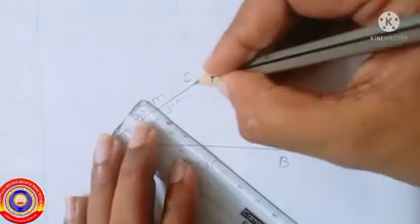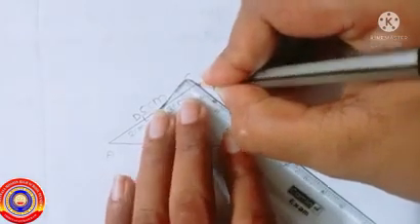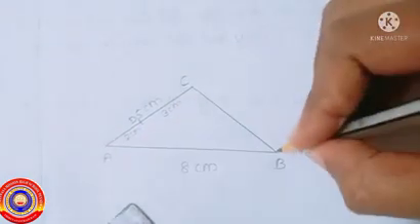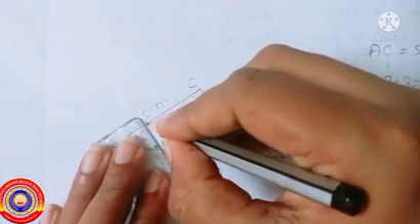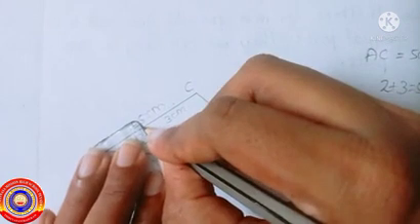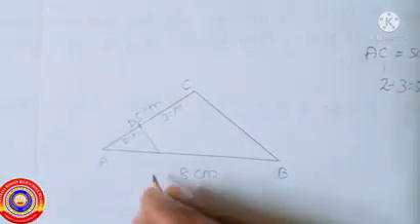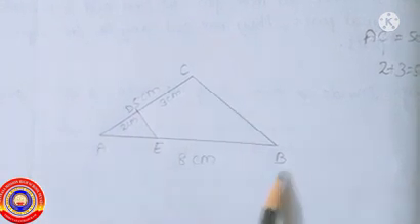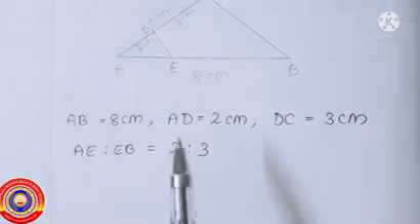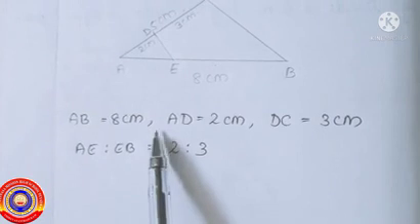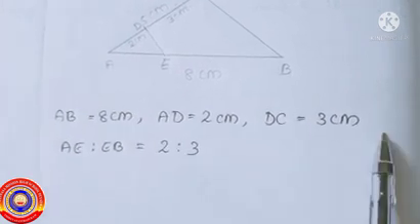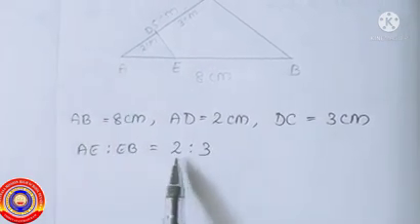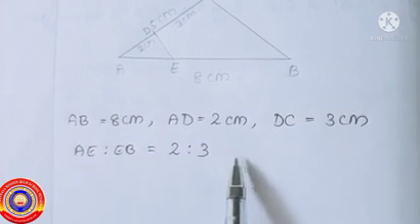After that, join BC and draw a line parallel to BC and passing through D, which meets AB at E. So now we have got the required figure with AB 8 cm, AD 2 cm, DC 3 cm and AE is to EB equal to 2:3.